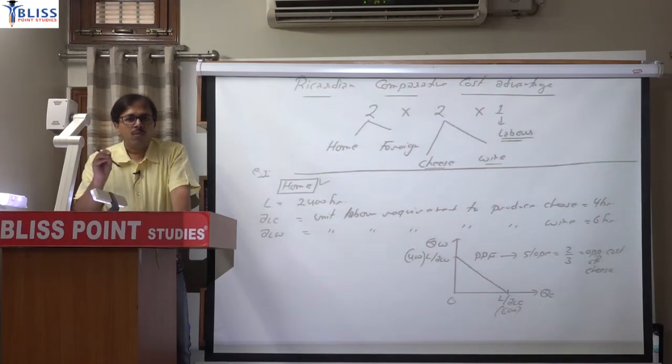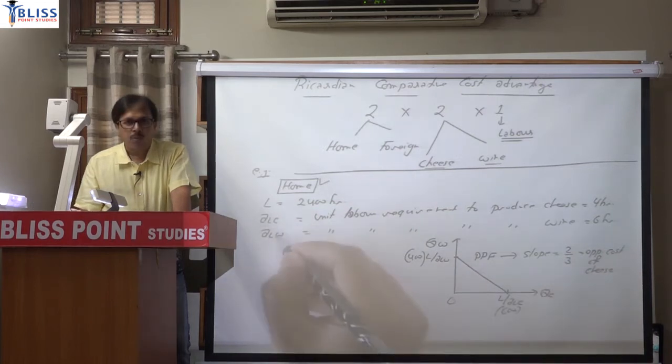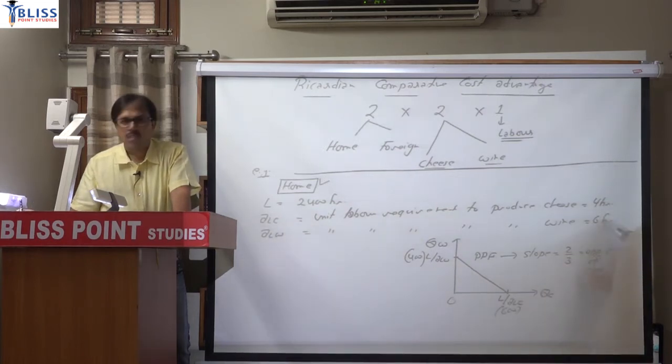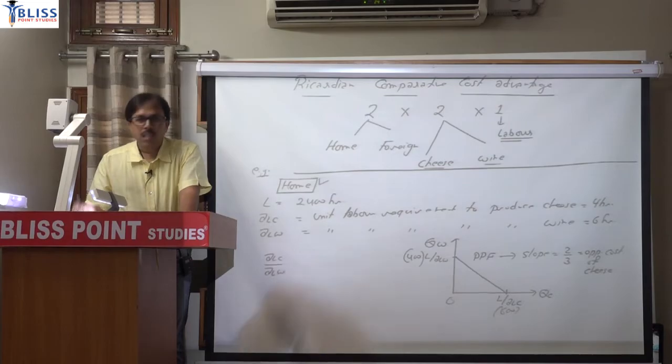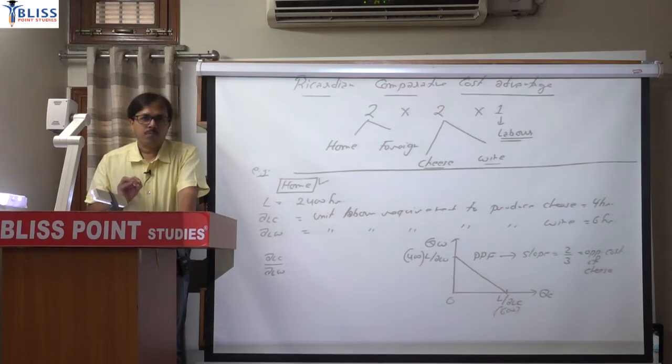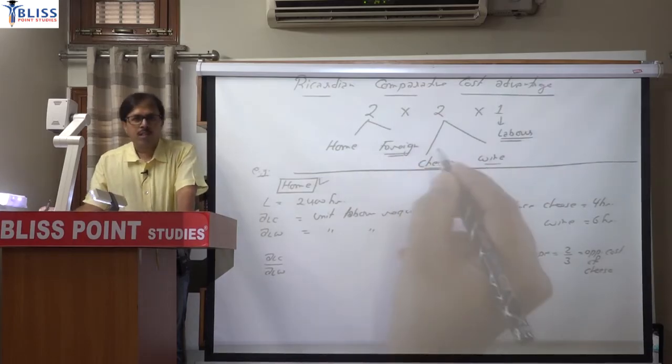So cost will be measured in terms of opportunity cost, and this 2 by 3 is nothing but ALC by ALW, that is 4 by 6. So this ALC upon ALW is opportunity cost of cheese in home country. Clear? Similarly you can find opportunity cost of cheese in the foreign country.